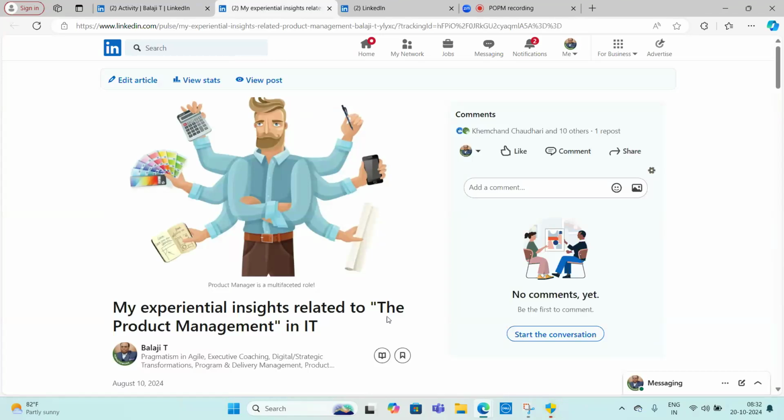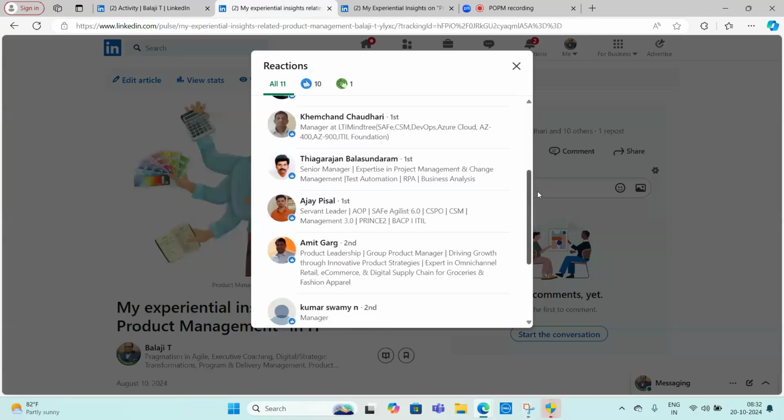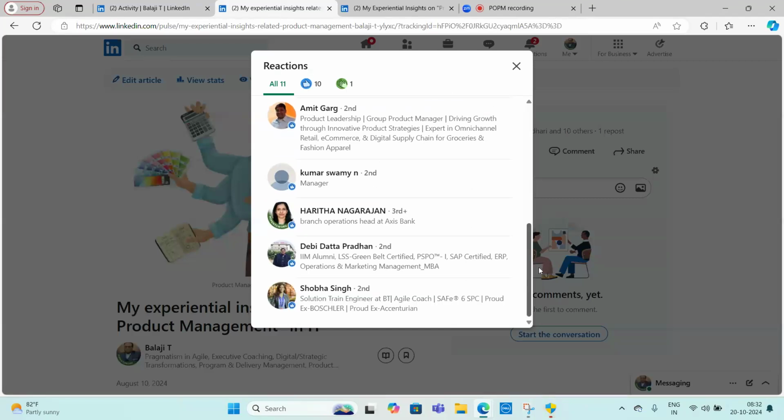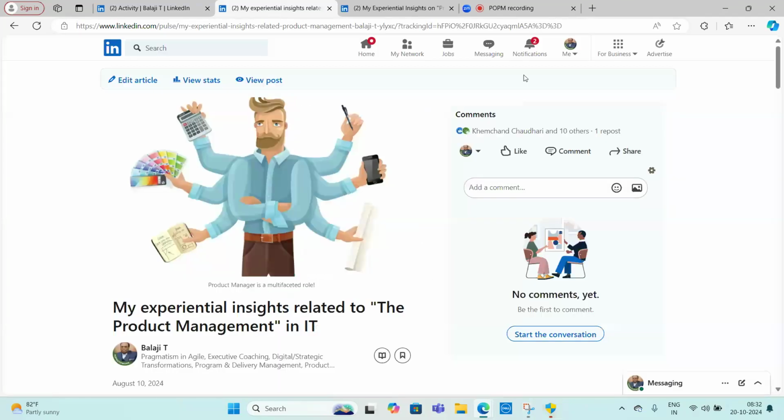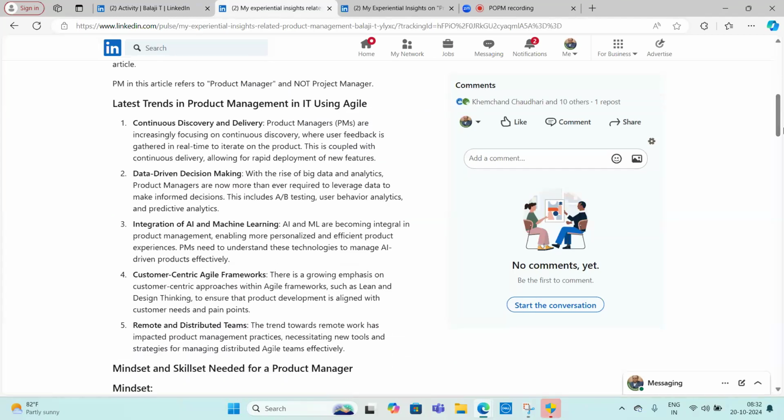My experiential insights related to product management in IT. You see here, these are all the people who have given a thumbs up to this, in the past, of course. So what we need to do is, if you go over here, what are the latest trends in product management in IT using Agile?